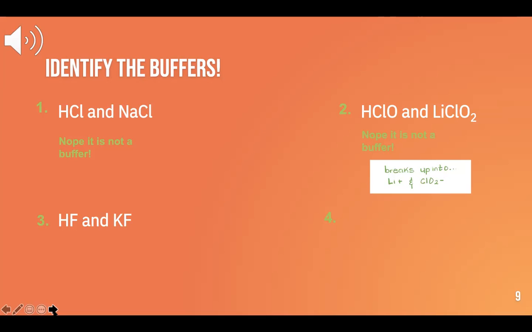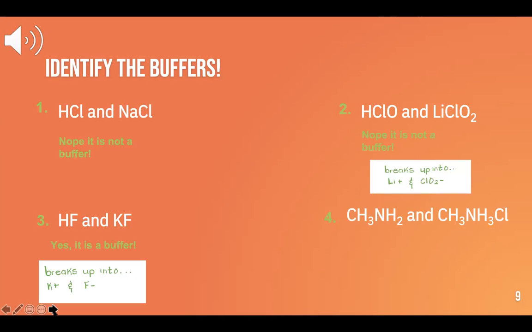Okay, third one, HF and KF. HF is a weak acid and KF breaks up into K+ and F-. Yes, this is a buffer. And last one, CH3NH2 and CH3NH3Cl. CH3NH2 is a weak base and CH3NH3Cl breaks up into ions. It is a salt of the weak conjugate acid. Yes, this is a buffer.